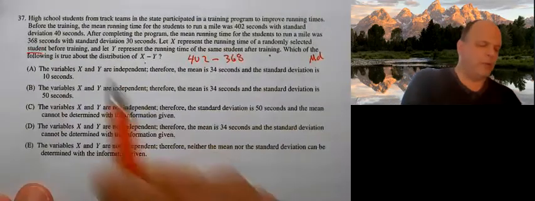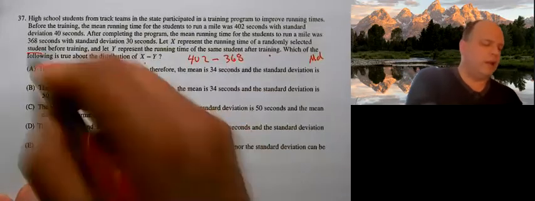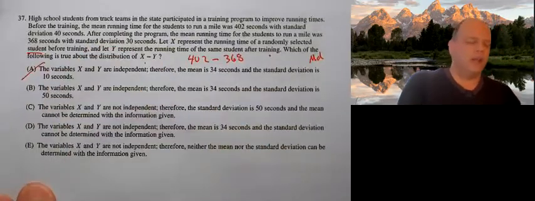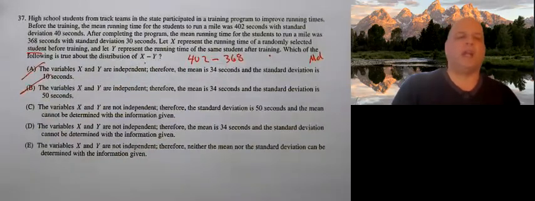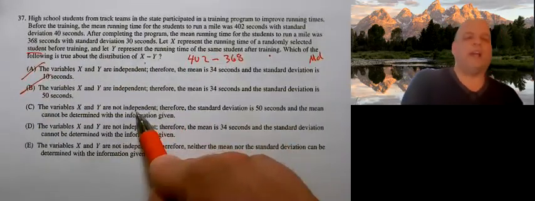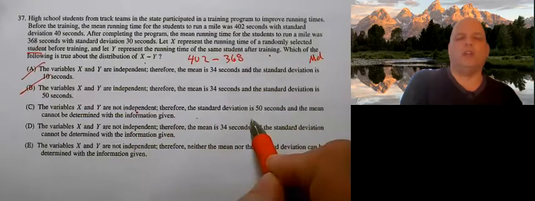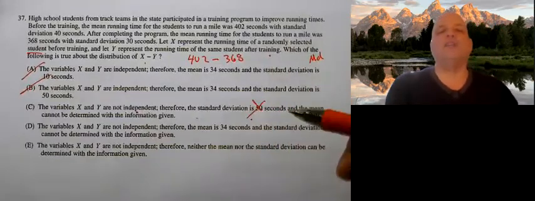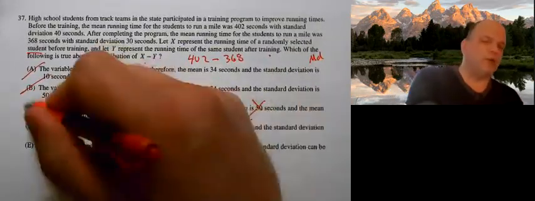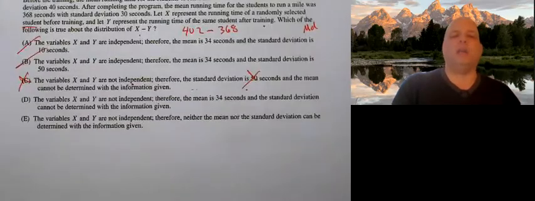All right, so: the variables X and Y are independent. No, they're not. It's the same person. It depends on that person. The variables X and Y are independent. Once again, no, they're not. The variables X and Y are not independent, therefore the standard deviation is 50. No, we can't calculate the standard deviation, because to do so the variables must be independent. The variables X and Y are not independent.